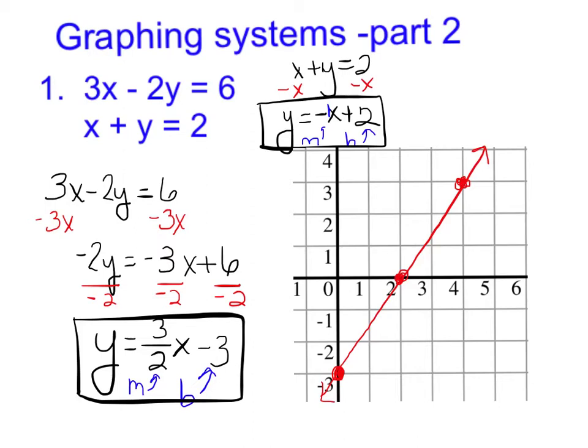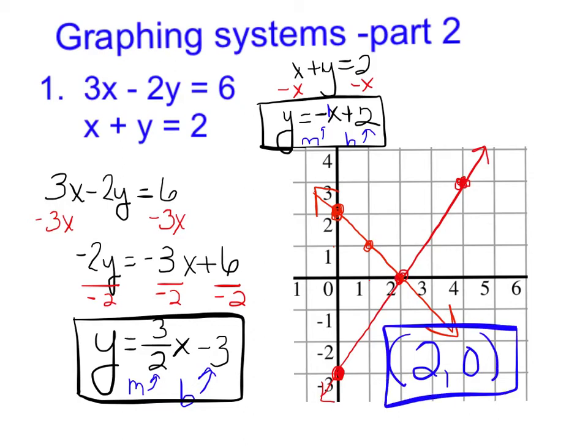Now we take our second equation. Our y-intercept is 2. Our slope is negative 1, so that's a rise, a run of 1, negative 1 over 1. That means I go downhill over 1. Downhill over 1. I connect my lines, and therefore my answer would be 2, 0. So today the only thing different that you are doing is you are first solving your equations for y.